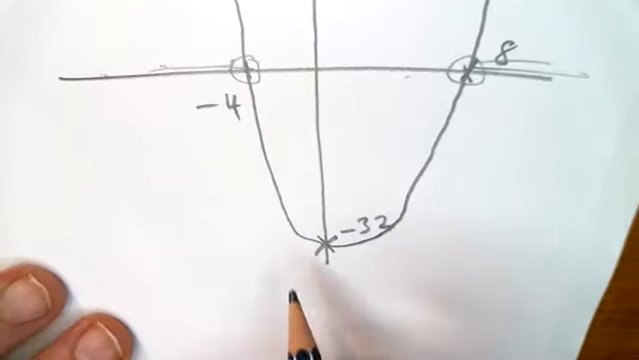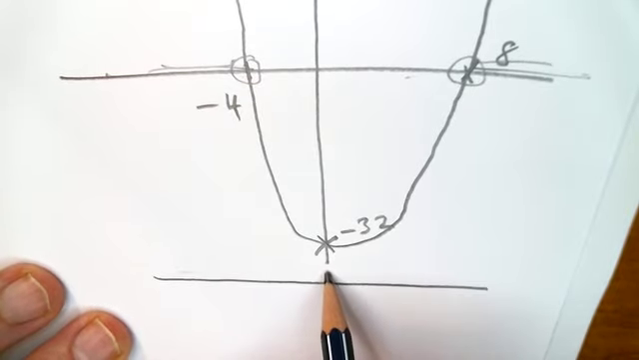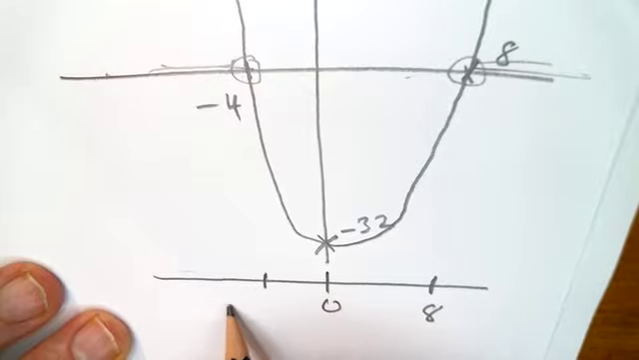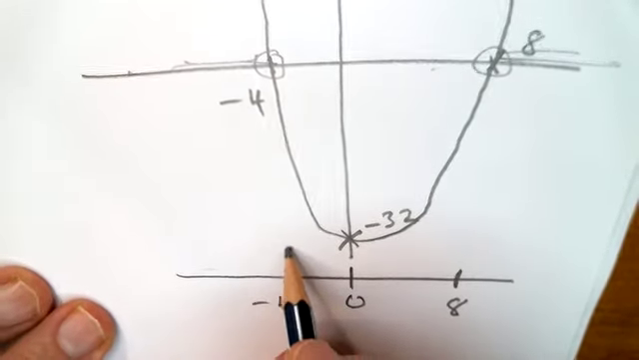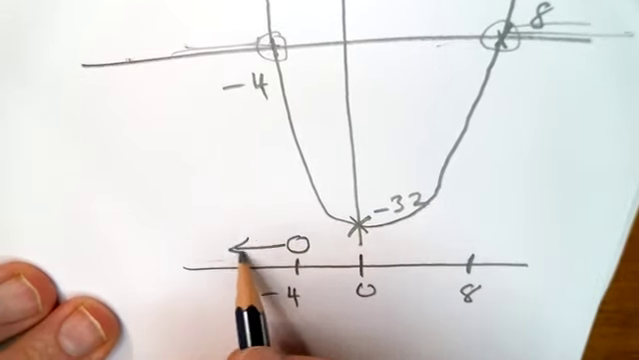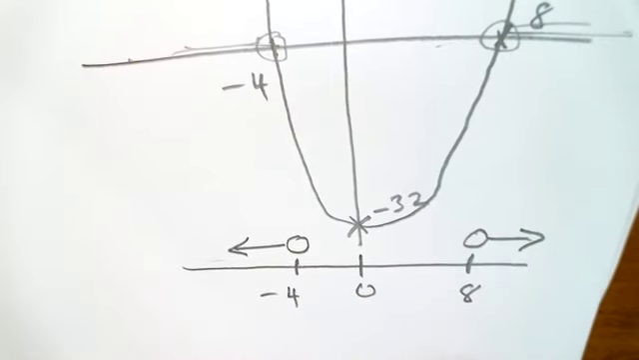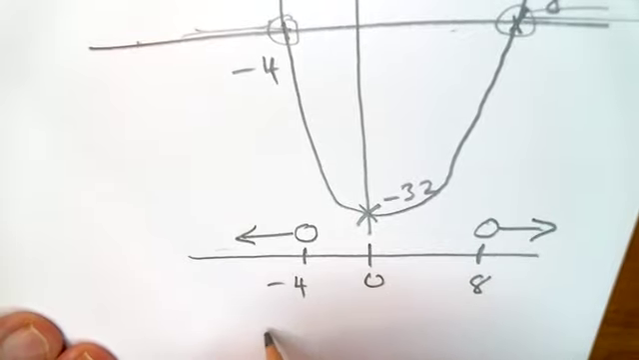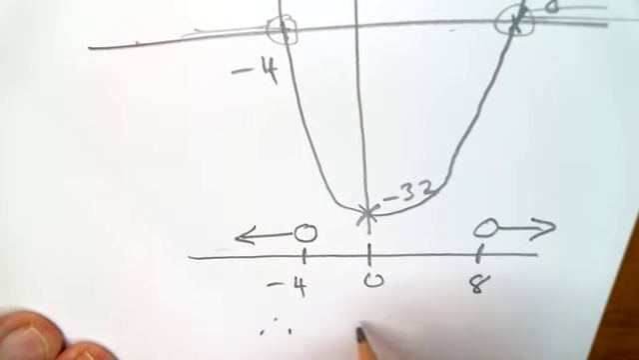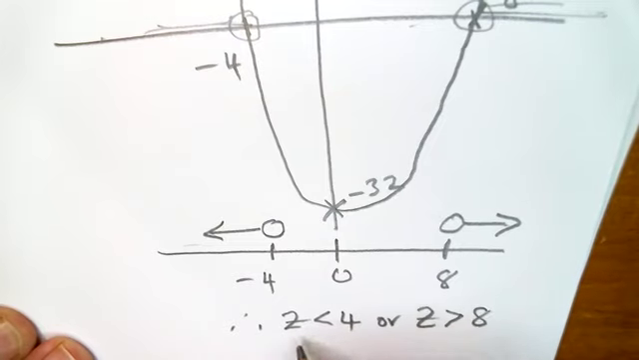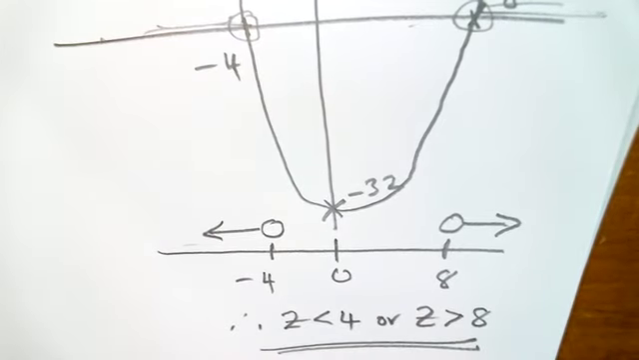So let's write our number line. Here's our number line. Here's our 0. Here's our 8. And here is our negative 4. So it's going to be every point here south of this point, every point here north of this point. So when we write that, we're going to say, therefore, x, or z in this case, z is going to be less than negative 4, or z is going to be greater than 8. And that's how I would express the answer to that one.